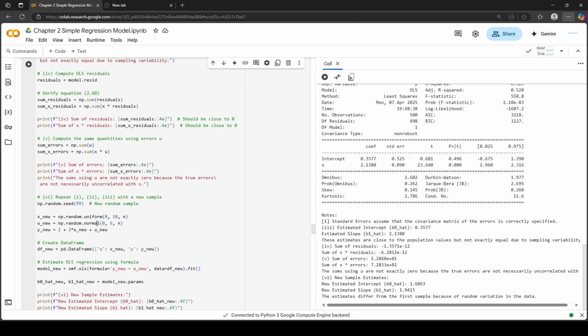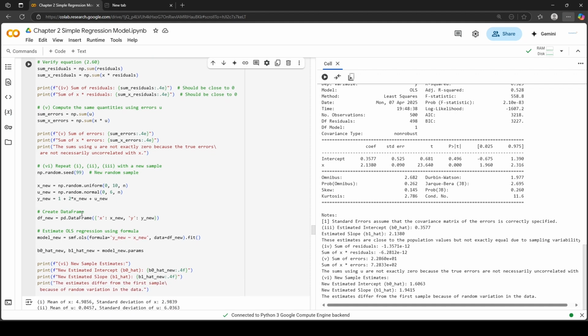In the last part of the question, it says repeat the first, second, and third parts with a new sample. So create a random sample by typing np.random.seed, and in the bracket this time I'm taking the number 99. You can take any other different number you like. Create the new x variables, new error terms, new y, the new population regression model, and a new data frame, df_new equals pd.DataFrame, again with two columns, x and y. For the x column, assign the new x values, and for the y column, the new y values.